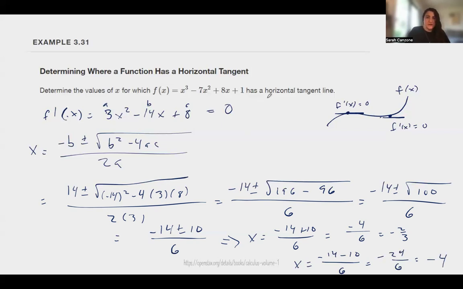So determine which x values have a horizontal tangent. That'll be x equals -2/3 and x equals -4.